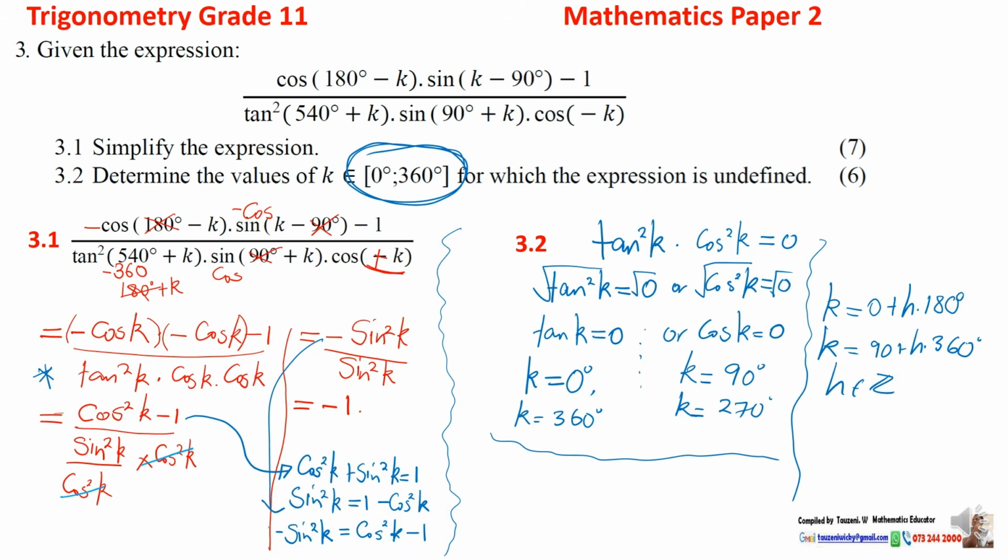That is our 3.1 and 3.2 solved. So the idea is that when working with a question that requests you to find values where an expression is undefined, equate the denominator of that expression to 0 and solve the resulting equation. That will give you the answers that are required for that question. Then 3.1, reduction formulas, core functions, then identities, and you simplify.